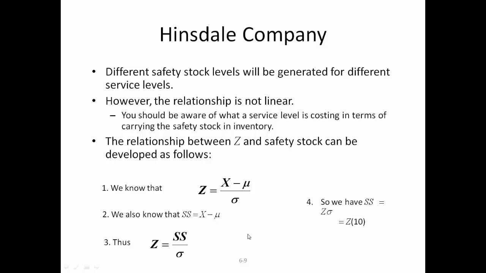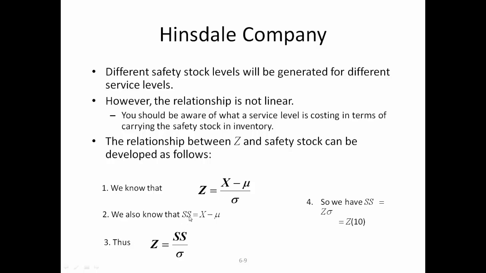Okay, in another situation, different safety stock levels will be generated for different services. Well, sometimes the relationship is not linear. So if the safety stock is not linear, we can write our equation in a different manner. So again, we fall back on what we know about our normal distribution.